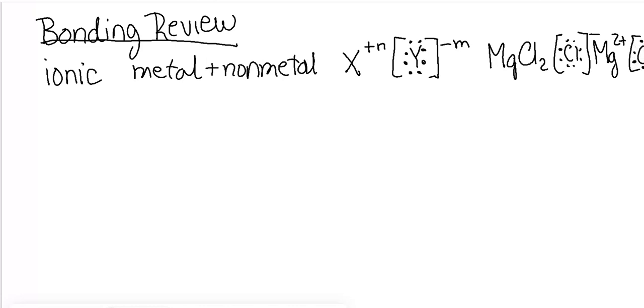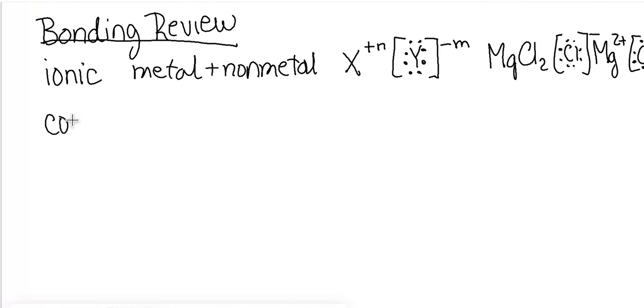Now, ionic compounds are all solids at room temperature. They're held together by electrostatic attractions. These are rigid crystal lattices, so they have high melting points and high boiling points. All solids at standard conditions.